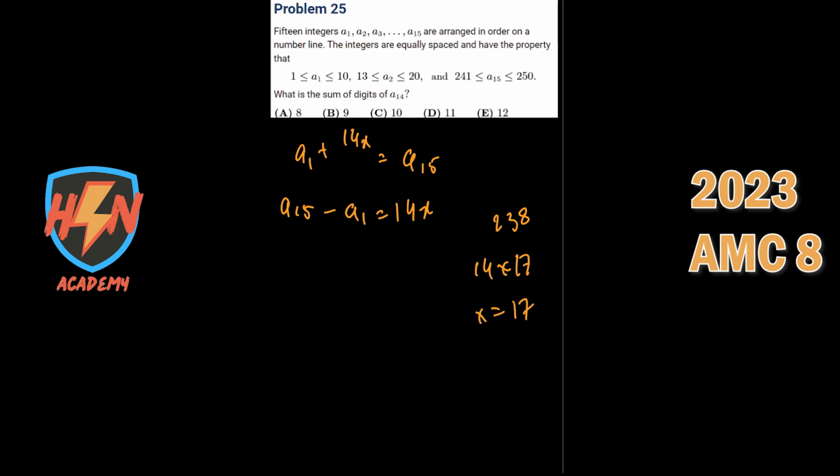Now, how do we make 238? If we take A15 as 241, then A1 must be 3. And if the gap is 17, then A2 must be 20. Since that's barely within the range, that means A1 is indeed 3. So A14 must be 3 plus 13 times 17, which is 224. The sum of digits is 8, so the answer is A.